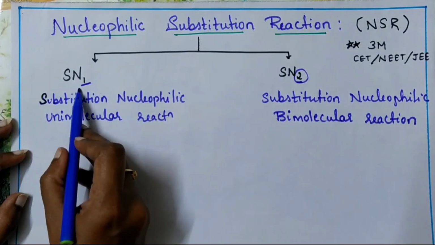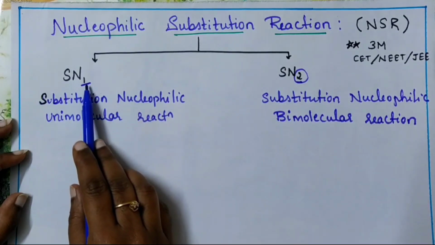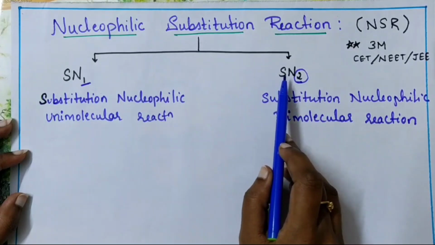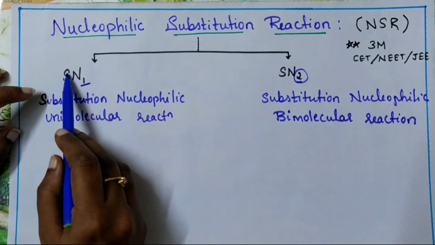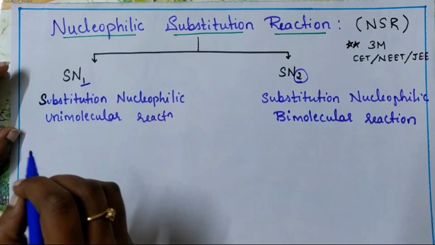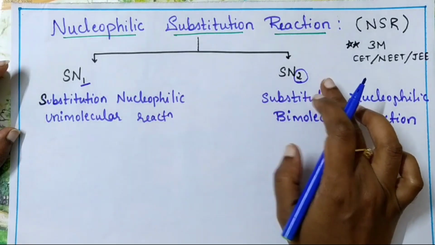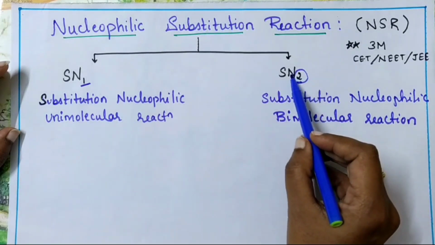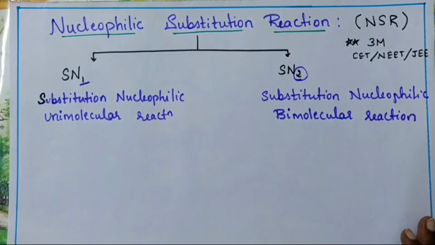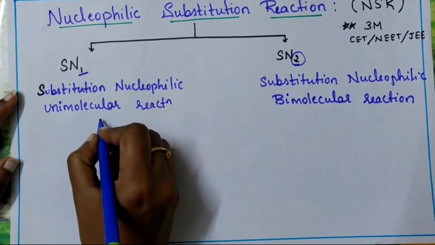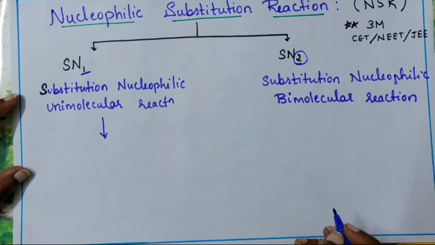Understood what is the meaning of SN1 and SN2? SN1 is substitution nucleophilic unimolecular reaction. SN2 is substitution nucleophilic bimolecular reaction. You can also call this SN1 as unimolecular nucleophilic substitution reaction and SN2 as bimolecular nucleophilic substitution reaction. Understood? In this class, we are going to study more about this SN1 reaction and mechanism. Okay?